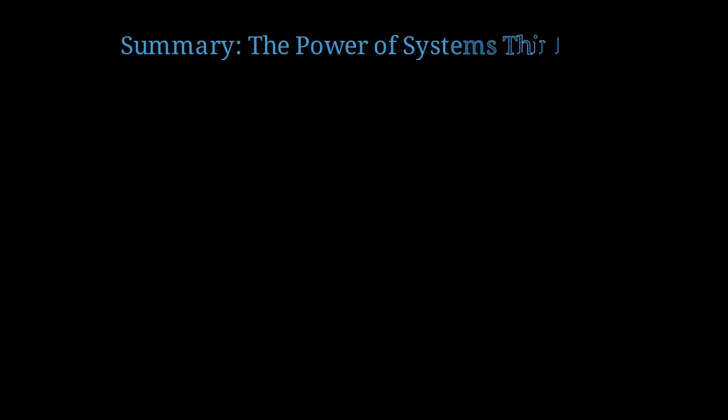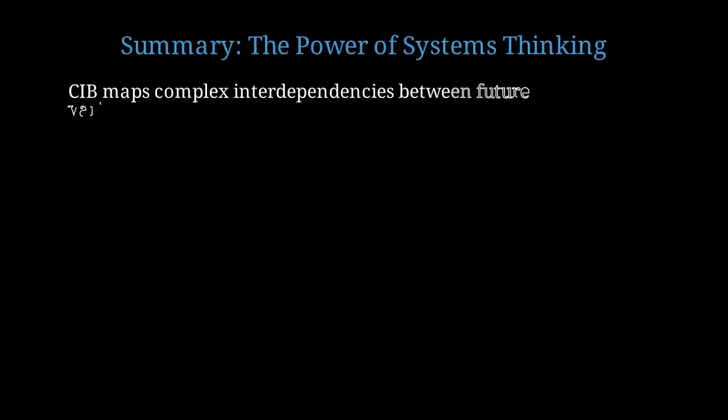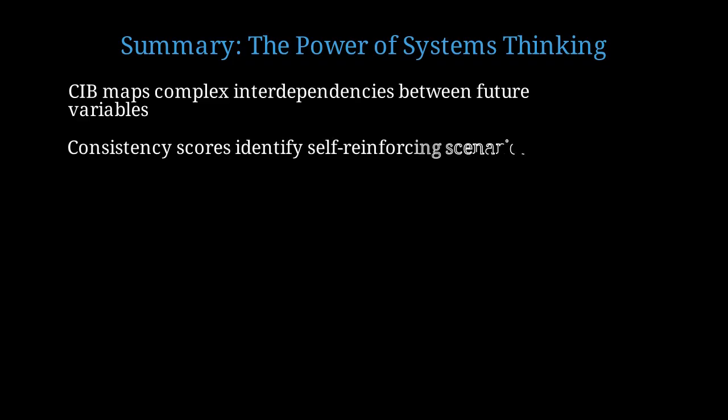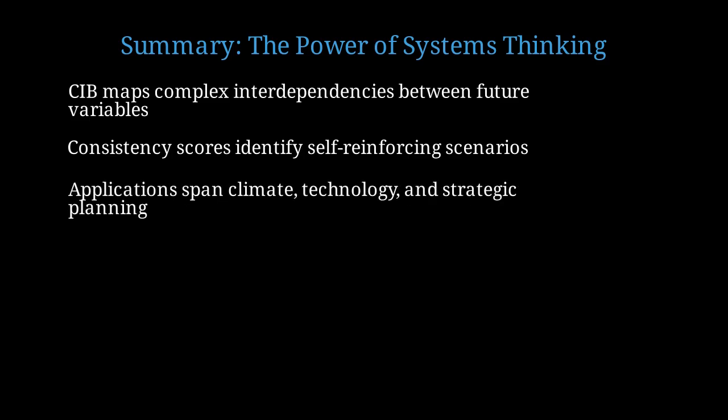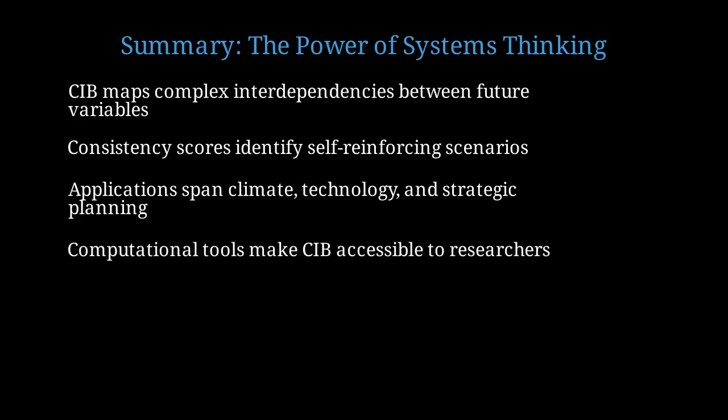Let's summarize the key insights about cross-impact balances. Cross-impact balances provide a structured way to map complex interdependencies between variables in uncertain futures. Consistency scores help identify which scenarios are internally coherent and self-reinforcing versus contradictory. The methodology has proven valuable across diverse domains, from climate modeling to corporate strategy. Modern software tools are making CIB more accessible, though adoption in experimental sciences remains limited.